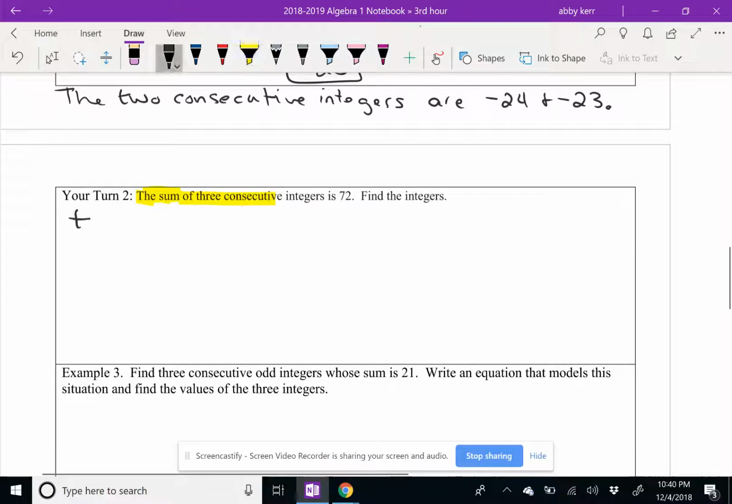It says 3 consecutive. So now we're going to be looking for 3 numbers. And then thankfully they gave us the total, which is 72. So for your unknown, you just want to write, okay, first number, second number, third number. Let that first number always be your variable, whatever letter you choose. Now, since it's consecutive, how do I get to that next number? I added 1, so that doesn't change.